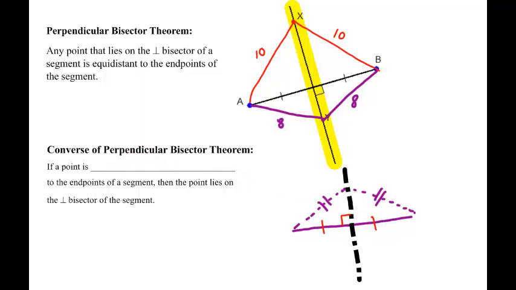So let's just fill in the blank then. If a point is equidistant to the endpoints of a segment, then that point lies on the perpendicular bisector. So equidistant fills this in. Equidistant. Break it down: equi is equal, and then distance. And that's what equidistant means. If I start at an equal distance out from the two endpoints, I'm going to be on the perpendicular bisector.